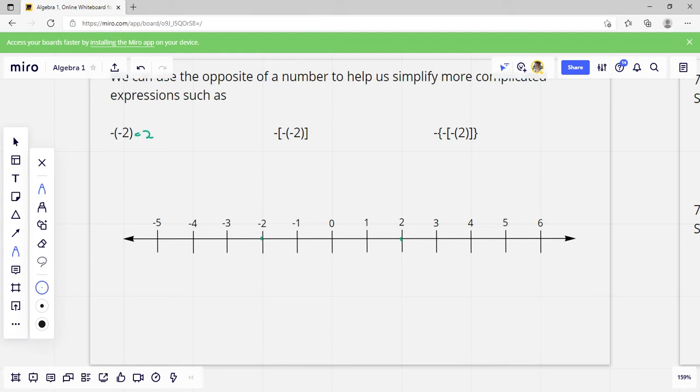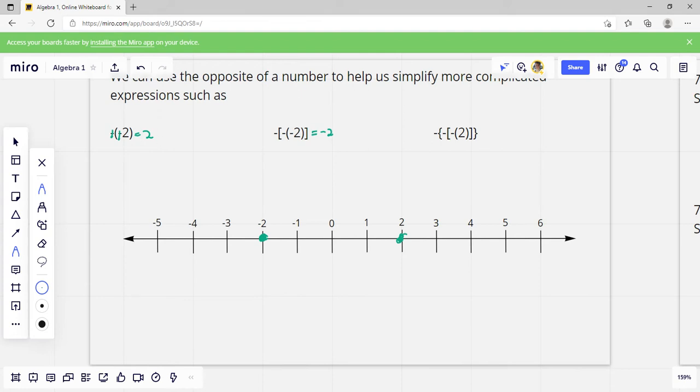This one is saying the opposite of the opposite of negative 2. So if we're at negative 2 and we go to the opposite of that, that's positive 2. And then we go to the opposite of that, we're back at negative 2. The easiest way to do this is just to remember that two negatives next to each other cancel. So those two cancel each other, and now we don't have any negatives, so it's positive 2.